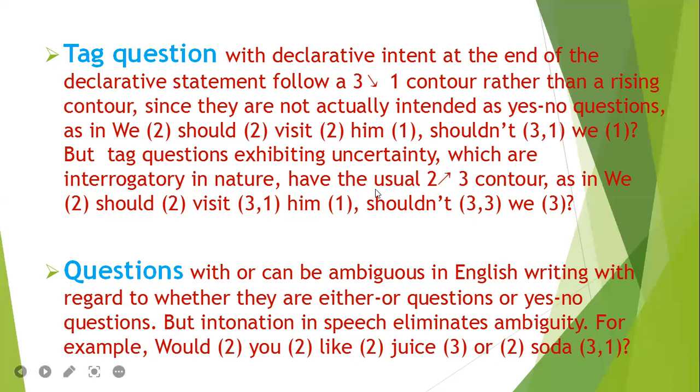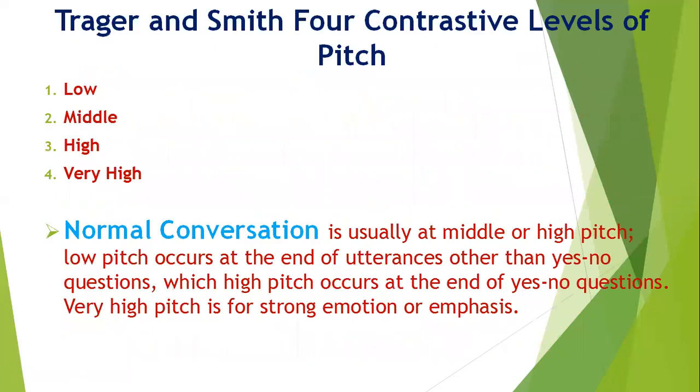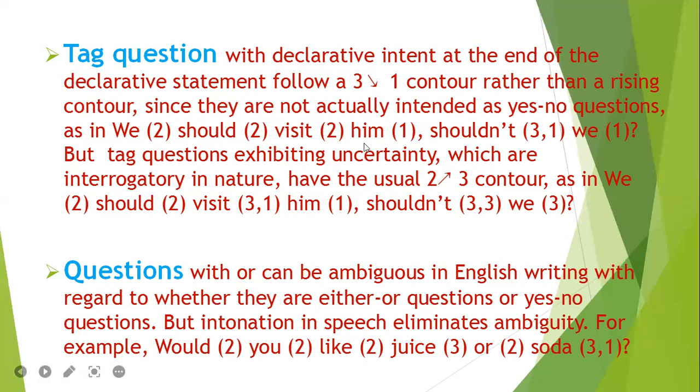Or you could also apply the rising intonation, the number 3, very high pitch, if there is uncertainty in your tag question. So you say, "We should visit him, shouldn't we?" Okay, so you see the difference there.